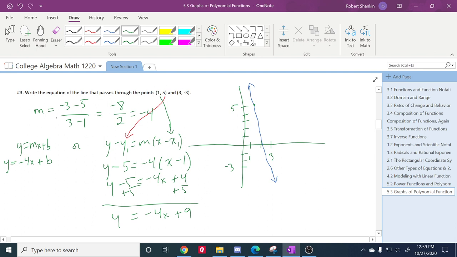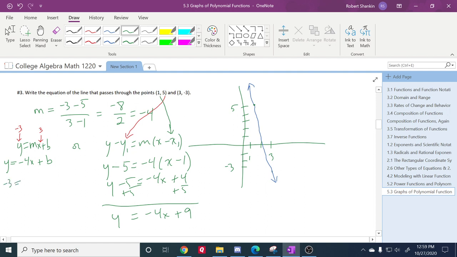If x is 1, the y is 5. And we could even plug in, just for kicks, the second point instead of the first one. Plug in 3 and negative 3. We could plug in either one. If we plugged in 1, 5, that would have been fine as well. And if we do that, those arrows should be down here. Plugging them in down here.